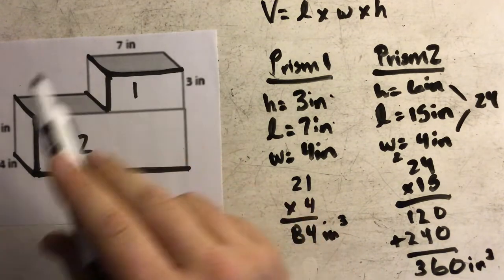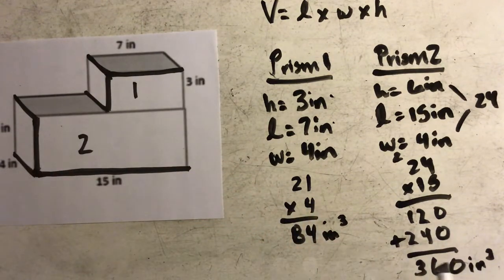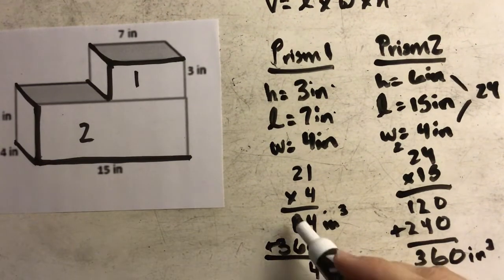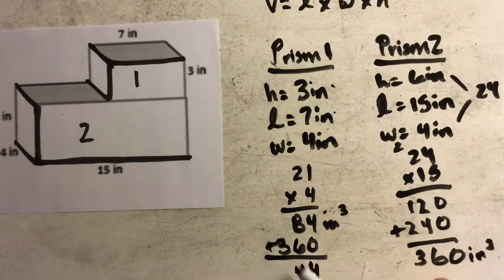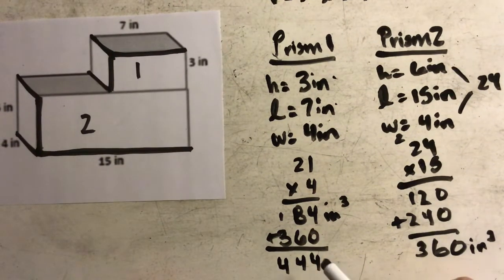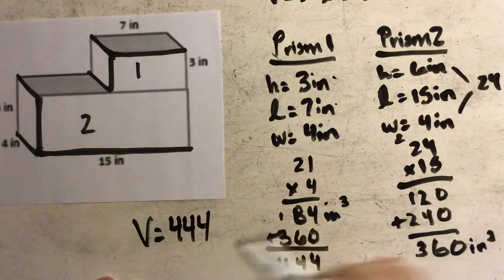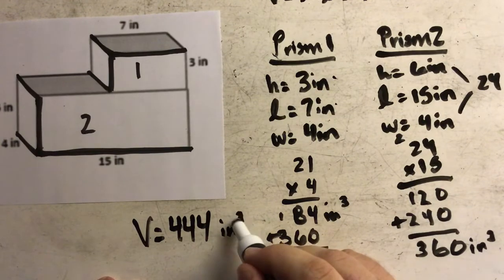Now again, in order to find the total volume, I need to add these two numbers together. So 84 plus 360: 4 plus 0, 8 plus 6, and 1 plus 3. I come up with a total volume of 444 cubic inches.